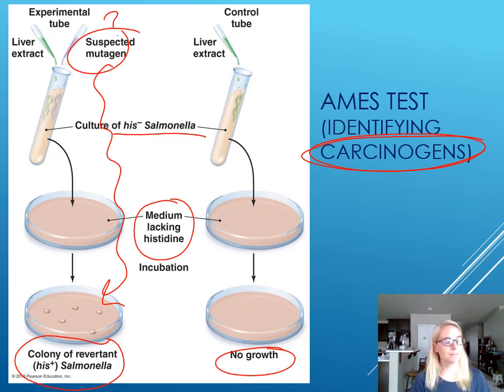Okay, all right, so we did positive selection, negative selection, and Ames test for mechanisms of identifying mutants.